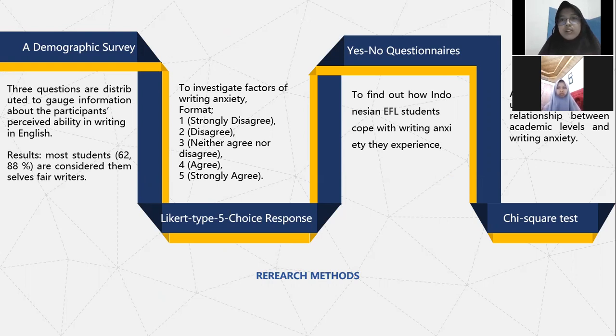That is strongly disagree, disagree, neither agree nor disagree, agree, and strongly agree. And the third is yes-no questionnaires. This is used to find out how Indonesian EFL students cope with the writing anxiety they experience. And the last is the chi-square test. This is a statistical method used to find out the relationship between academic levels and writing anxiety.